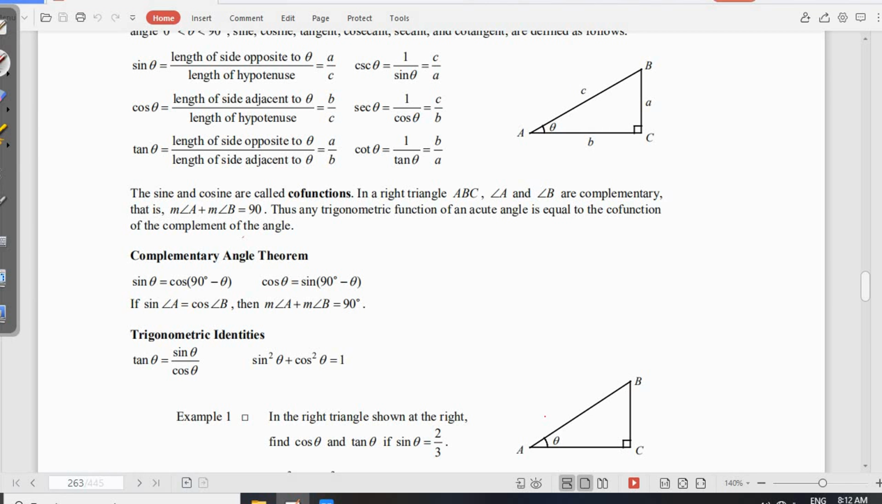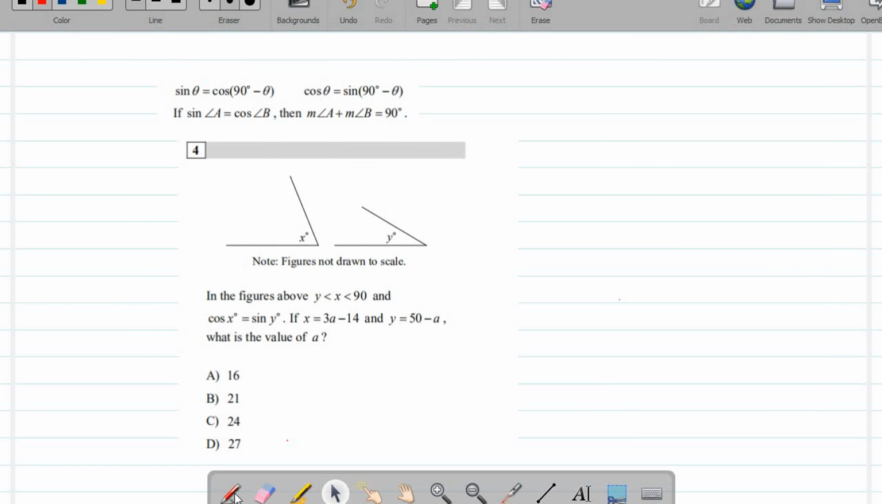We said if sine of the angle A equals cos of the angle B, then the measure of angle A plus the measure of B is equal to 90 degrees. So I brought them side by side and let's work on them. First of all, this is cos x and sine y. You see both of them are equal. Cos x and sine y are equal.